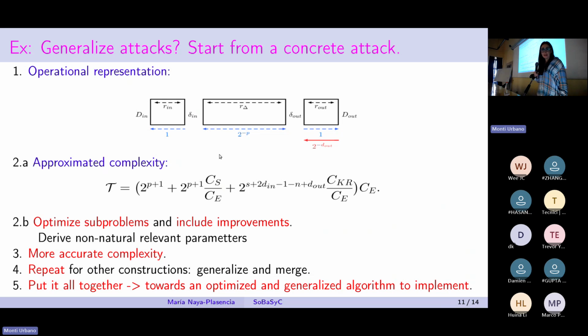And the last term is the one associated with the key recovery phase. In order to write this formula, we had to include, for instance, CS, which is a very non-natural parameter, I think: the average cost of sieving per data that we have. And we also have in the key recovery CKR, which is the average cost per data pair that we need to try of the key recovery phase.